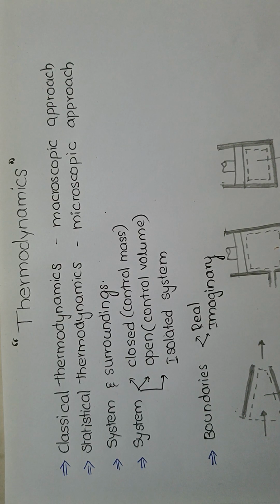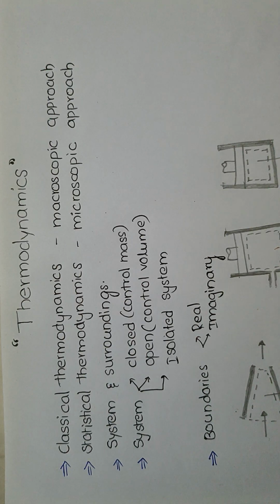I'm going to quickly give you the basics because we have already been reading it from childhood. System and surroundings: the substance or the object that we have taken for the study is called the system, and anything that is around the system is nothing but the surroundings. A system is mainly classified into two types, a closed system and an open system. A closed system is one where no mass can enter or exit, whereas in an open system mass can enter and exit.